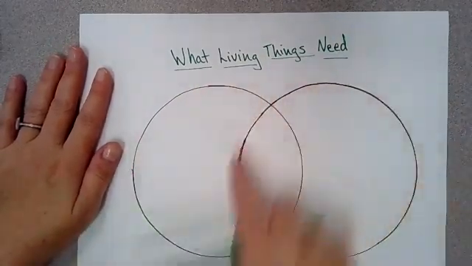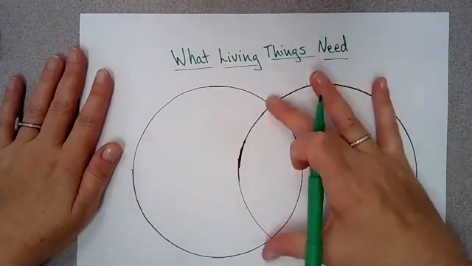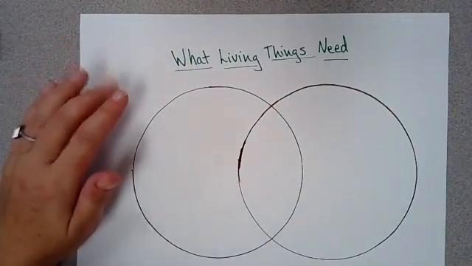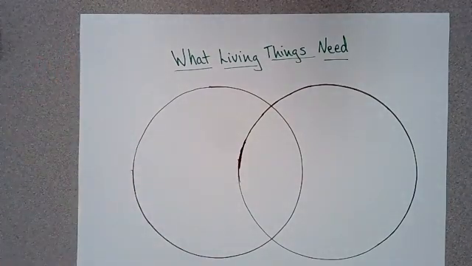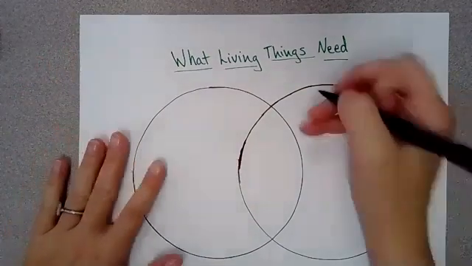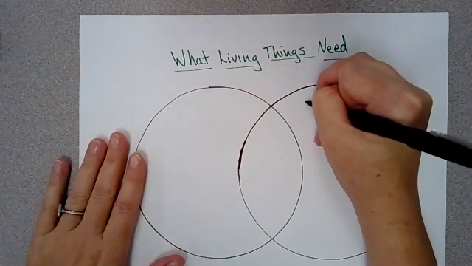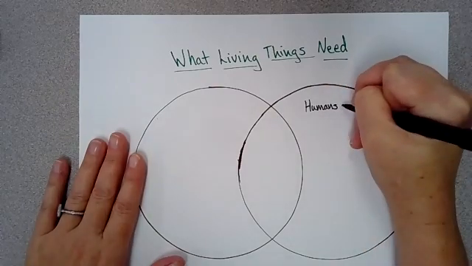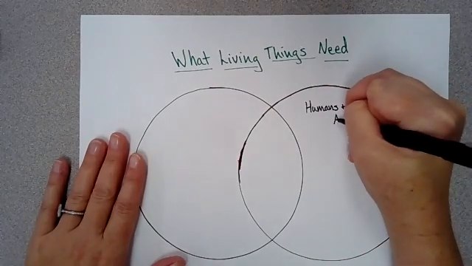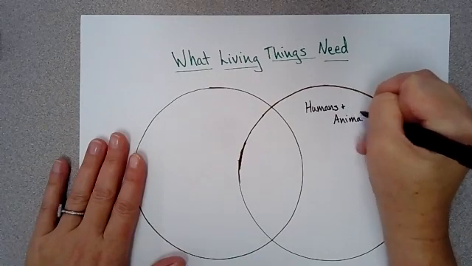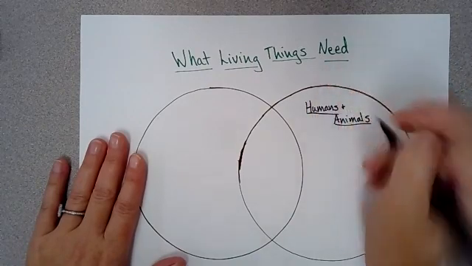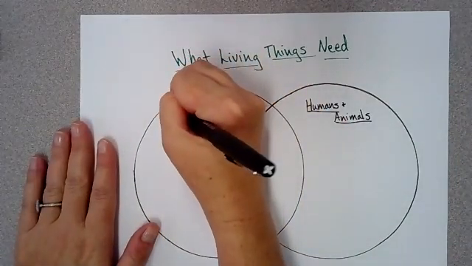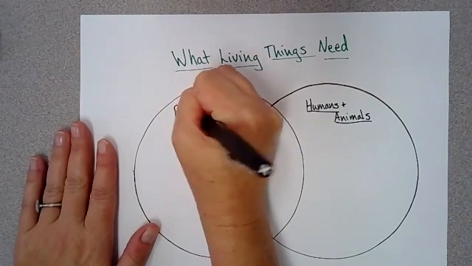Then I want you to draw two interlocking circles, making sure you leave a big open space in the middle, because there are two types of living things. First off, one type of living thing is humans, right? Along with humans, I'm also going to put animals, because humans and animals are closely related in terms of being living things. Over here, you're going to put the other type of living things, which is plants.